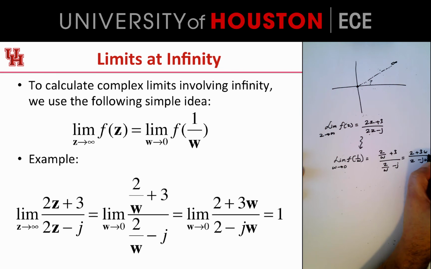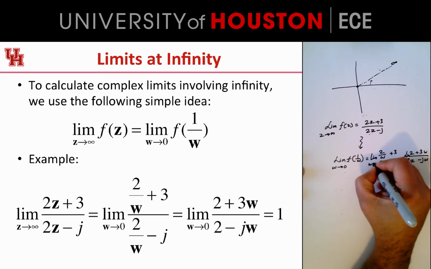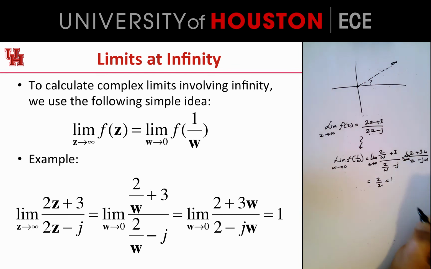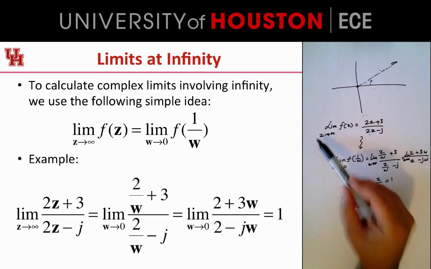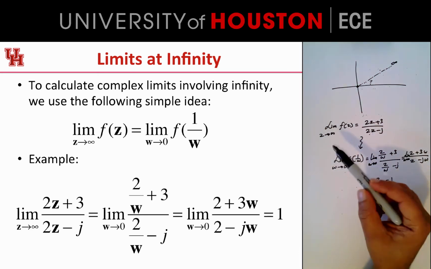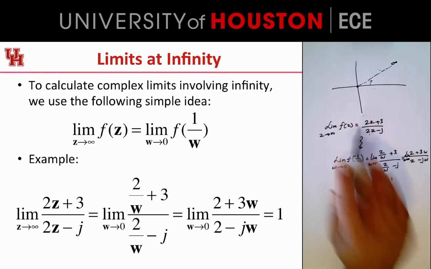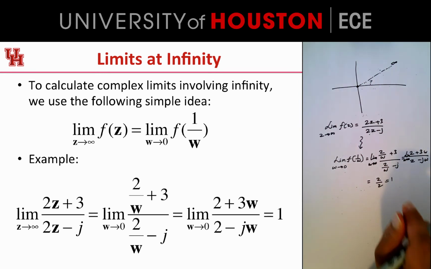So as w goes to 0, the limit is just 2 over 2, which is just 1. So when you are faced with the need to take the limit of a complex function as z goes to infinity, you can use this trick to transform it into something a little bit nicer.